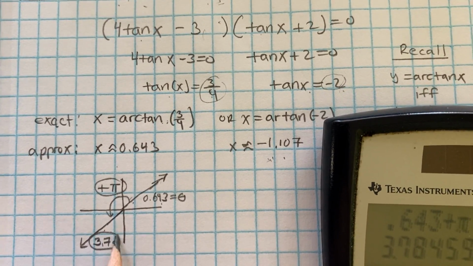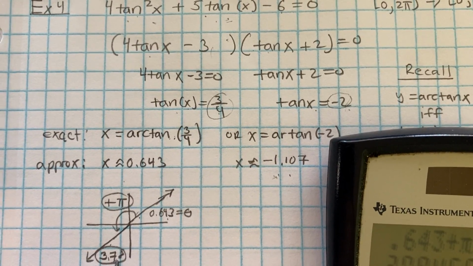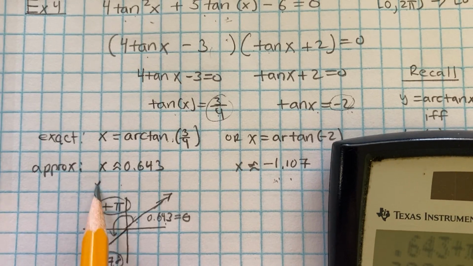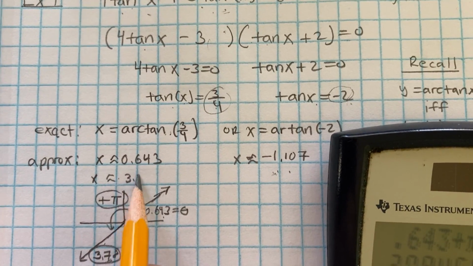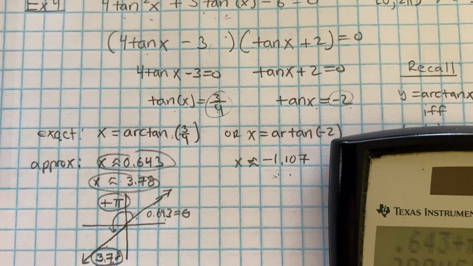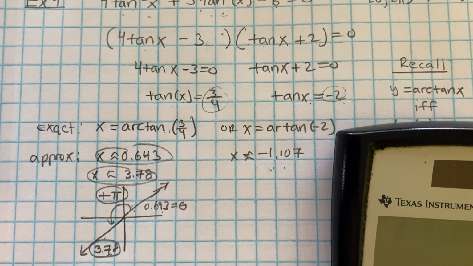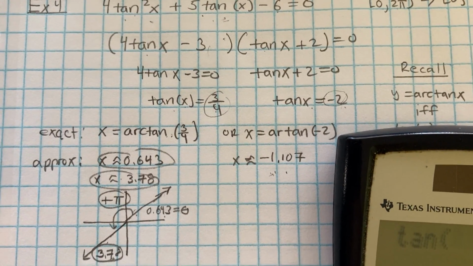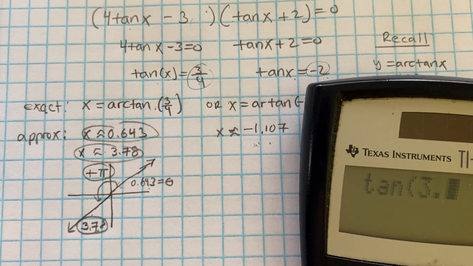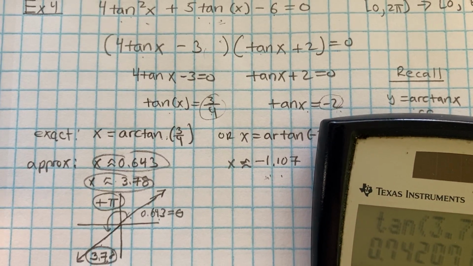Right? And your calculator is not going to give you that 3.78 radian value. You have to figure that out using your knowledge of the unit circle. So x is approximately 3.78. And you can even check your work, right? What do I mean by checking your work? Enter tan of 3.78 here. Tangent of 3.78 should give you around 3/4, and it does, okay?